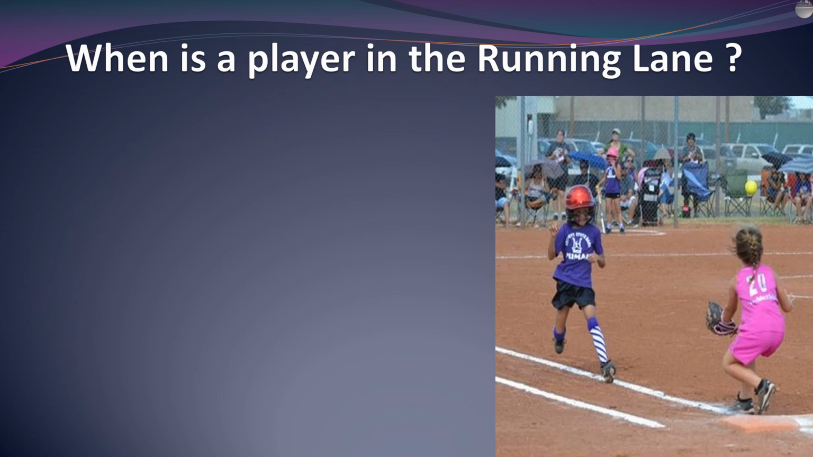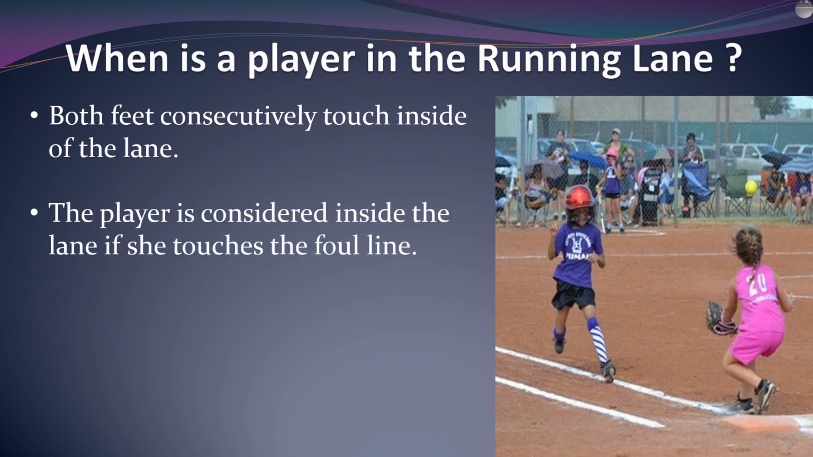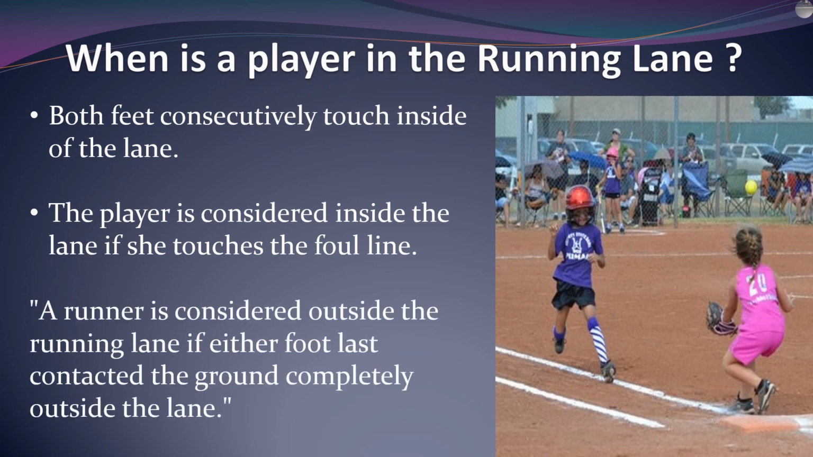When is a player in the running lane? A player is considered in the running lane if both feet consecutively touch inside the lane. The player is considered inside the lane if any part of her foot touches the foul line. The National Federation of High Schools rules book states a runner is considered outside the running lane if either foot last contacted the ground completely outside the lane.